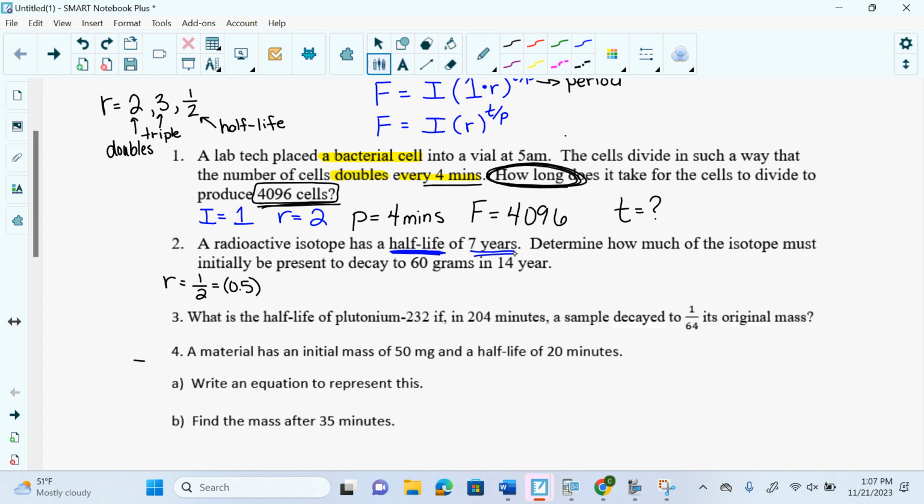So is that T, time to reach final, or is that P, the period, how long it takes to half? It's the period. It's how long it takes to half. It halves every 7 years. So that's the period. That's how long it takes to half.